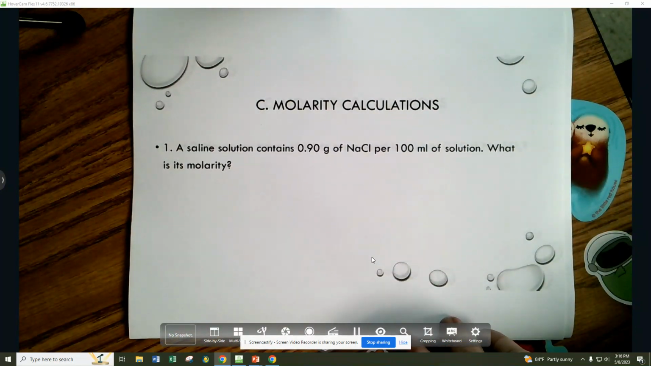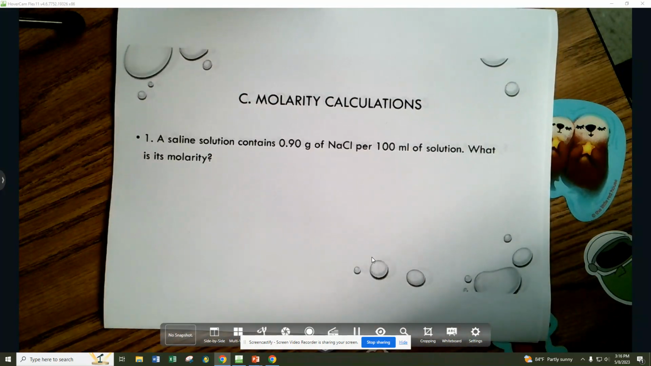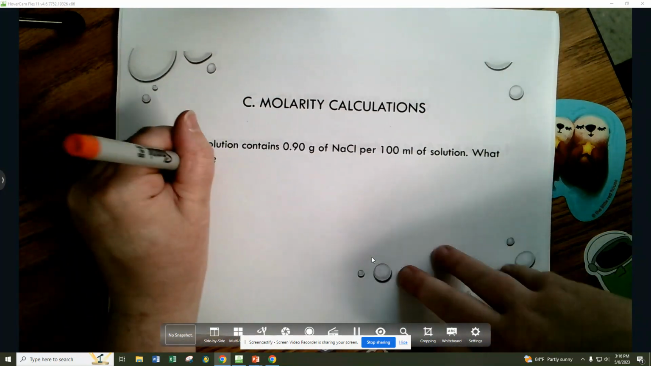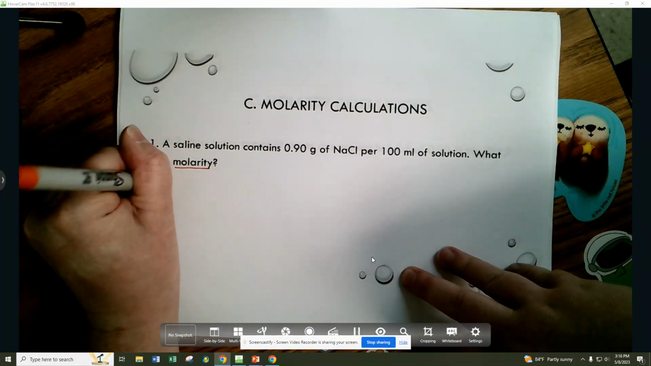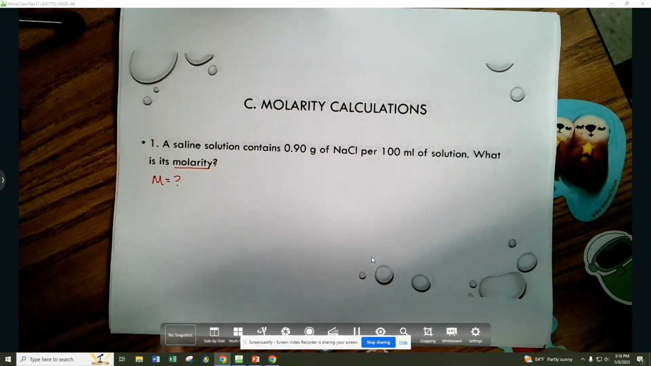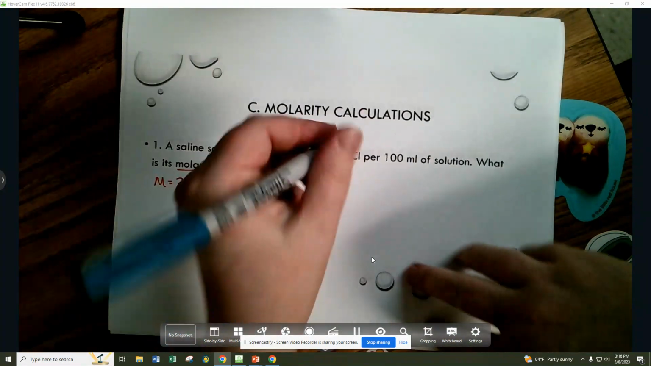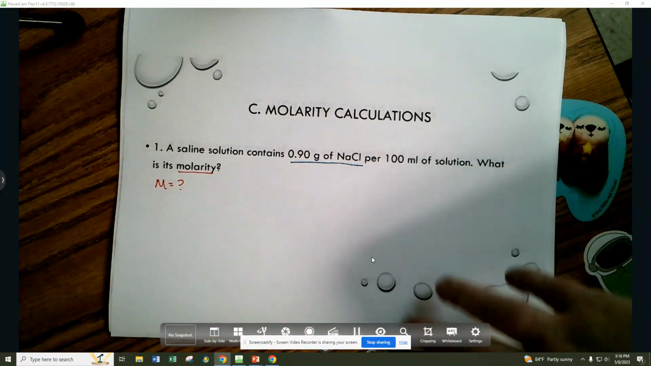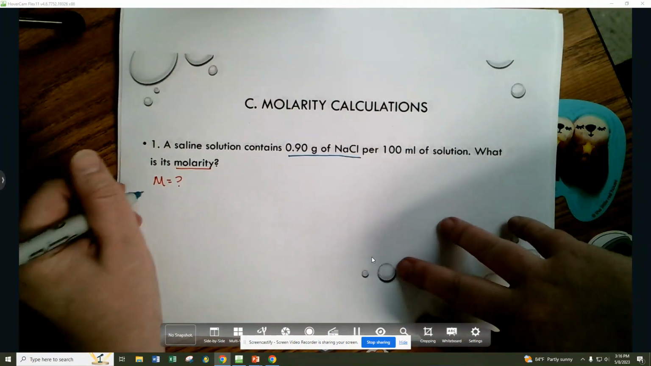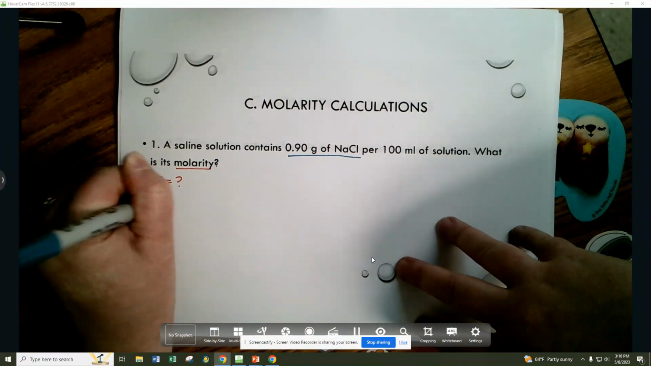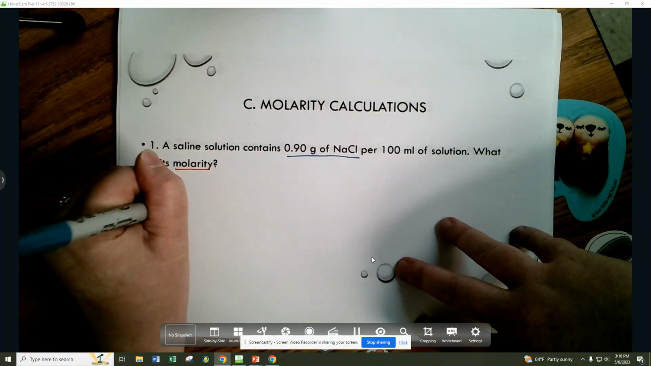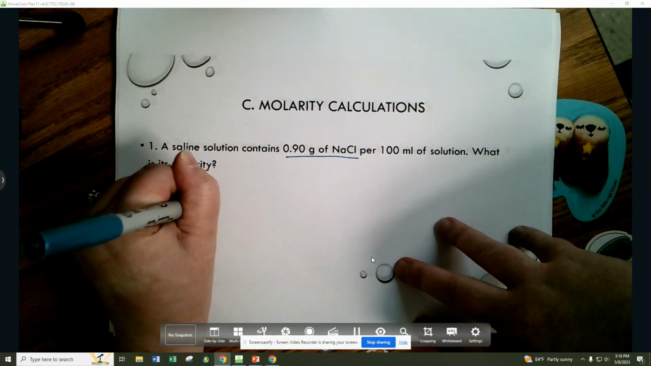Here it says a saline solution contains 0.90 grams of sodium chloride per 100 milliliters of solution. What is its molarity? As we can see in the reading here, molarity is what we're solving for. And what we know from our formula is that we should know moles and we should know liters. Well, there's a few things going on here. I know that I have 0.90 grams. That isn't going to work. It has to be in the unit mole. So we know that we have 0.90 grams of NaCl.